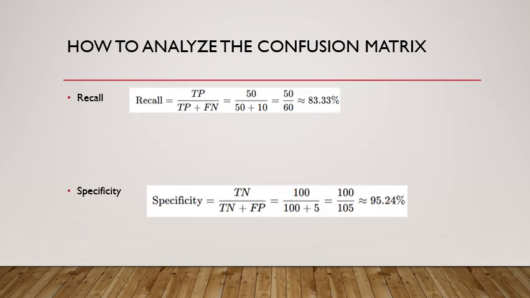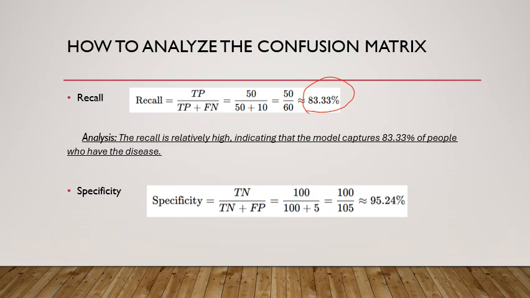And next, we have here our recall. Substituting the values, we have 50, our TP, divided by the sum of 50 plus 10, and we will be having approximately 83.33%. This means that the recall is relatively high, indicating that the model captures 83.33% of people who have the disease.